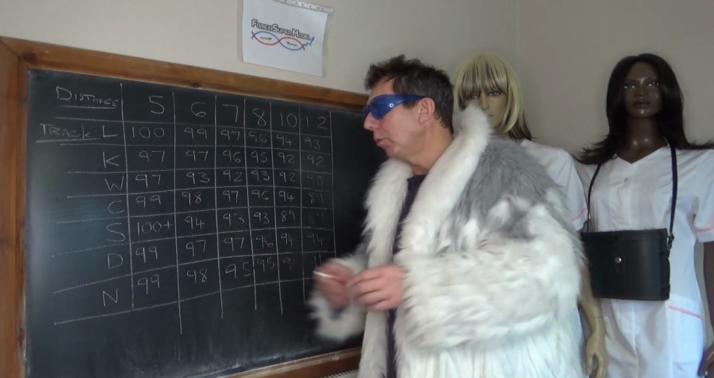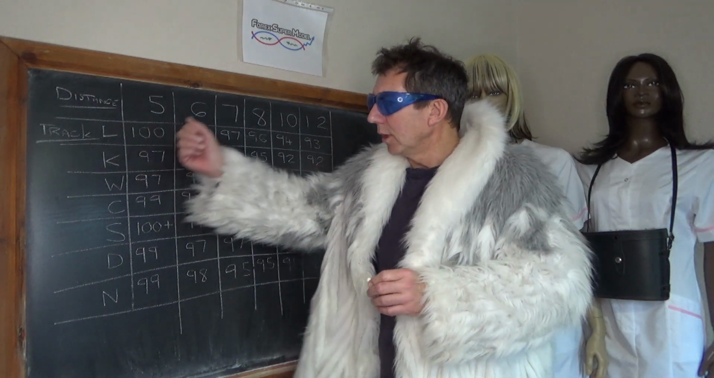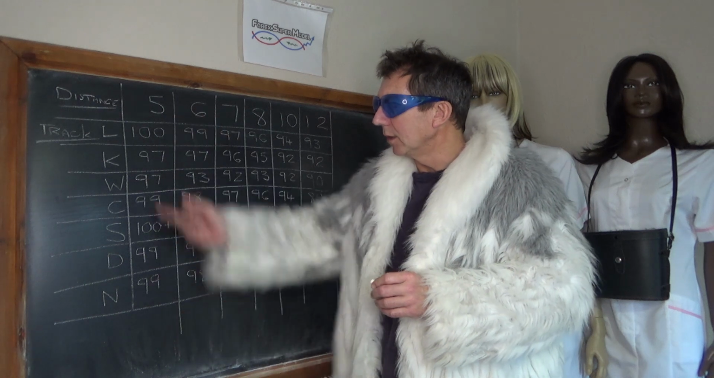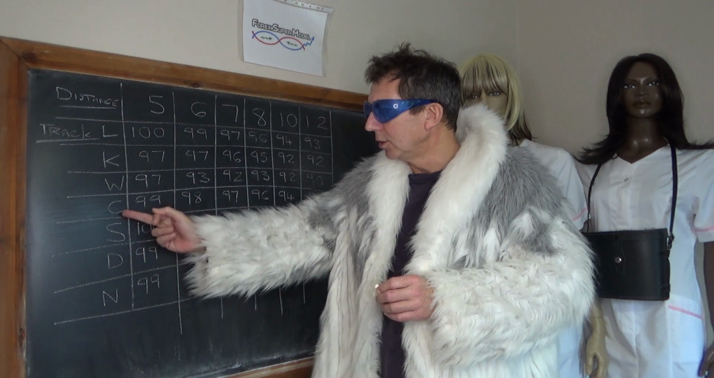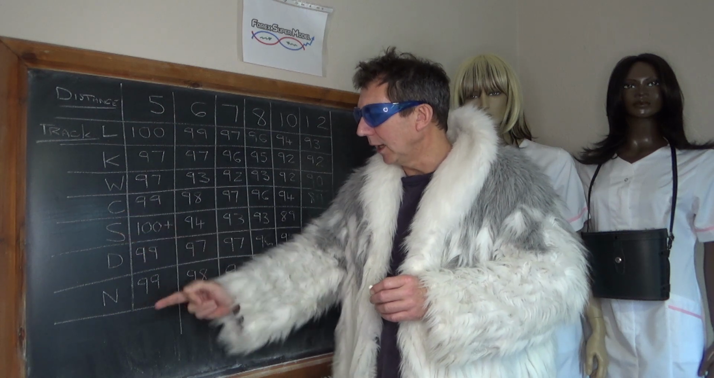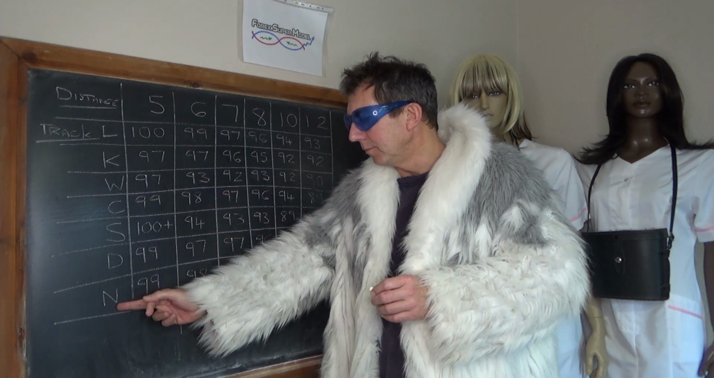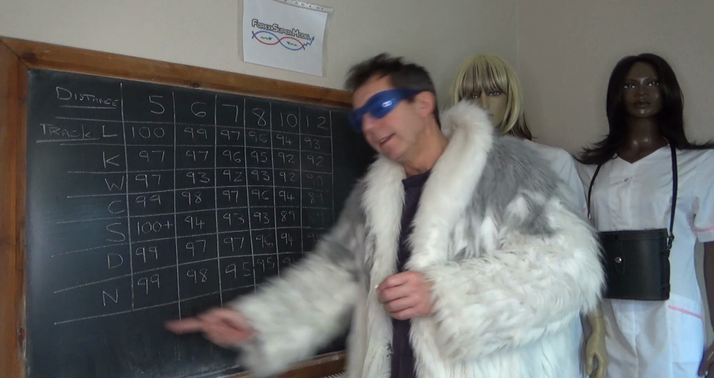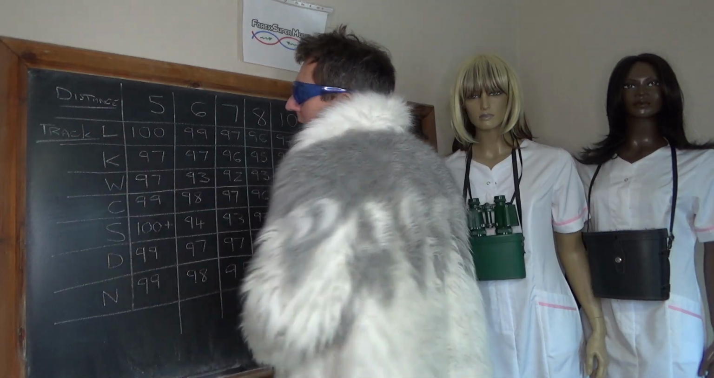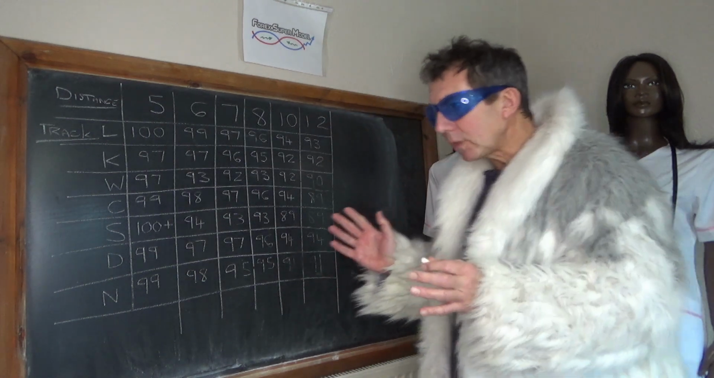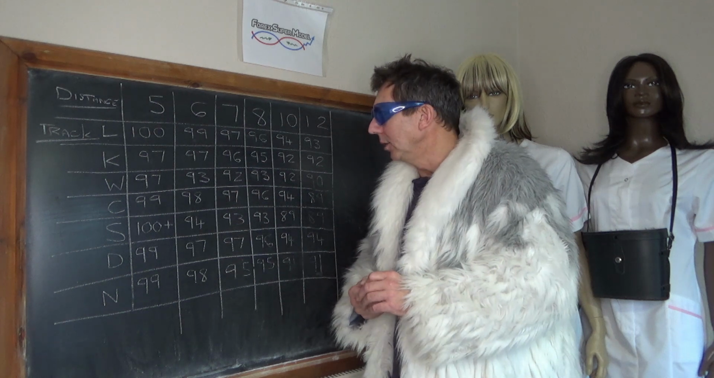So if you take the all-weather, there are tracks in the UK and there's one in Ireland. So you've got Lingfield L, Kempton K, Wolverhampton W, Chelmsford C, Southwell S, Dundalk in Ireland D, and Newcastle N. So you've got 1, 2, 3, 4, 5, 6, 7 all-weather tracks which are regularly racing in the UK and Ireland.